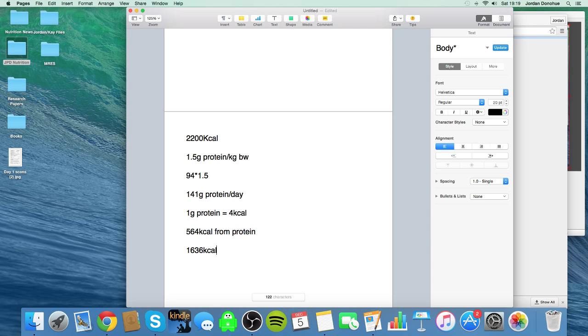1,636 calories left to be dished out to carbohydrates and fat. So, do your carbohydrates next. Now again, I'm not going to go into optimal amounts of carbohydrates for certain athletes, or for athletic performance in certain sports, etc. I'm just showing you how to actually calculate it.